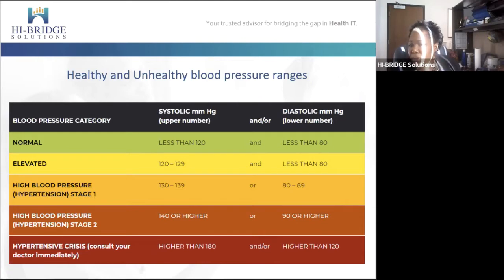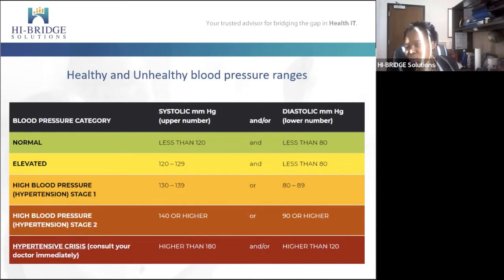This guide right here shows you healthy and unhealthy blood pressure ranges. A normal blood pressure reading is less than 120 for the systolic and less than 80 for the diastolic. Elevated is between 120 and 129 and less than 80 for the diastolic. When an individual's blood pressure reads 130 to 139 for the systolic or 80 to 89 diastolic, they are considered to be in stage 1 of hypertension. 140 over 90 or higher is stage 2 of hypertension.